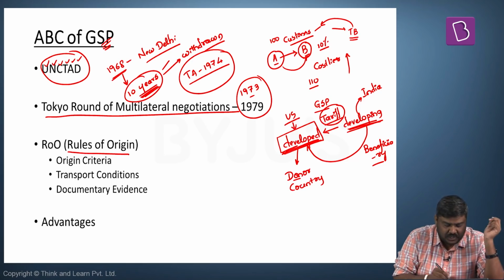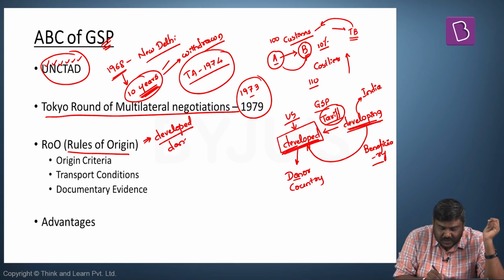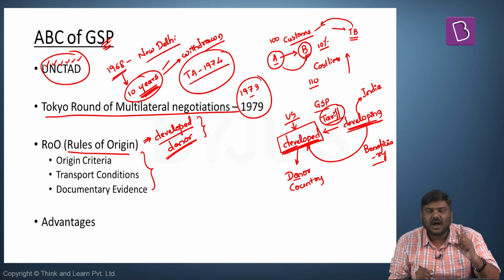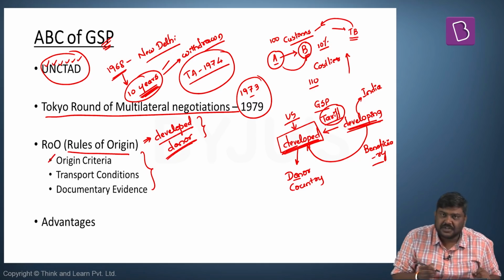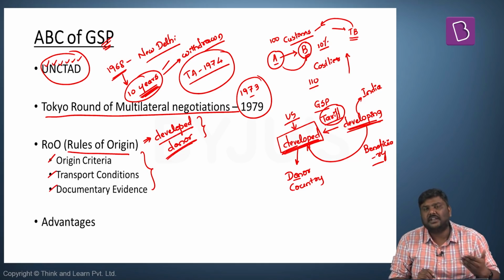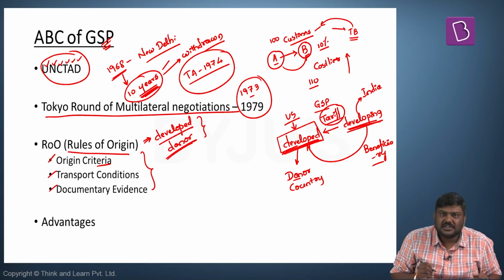And the rules of origin are defined by the developed countries or donor countries. Usually the three very important criteria which are considered under the concept of ROO are: 1. Origin criteria, 2. Transport condition, and the third one, document evidence. Let's look at the first one, origin criteria.